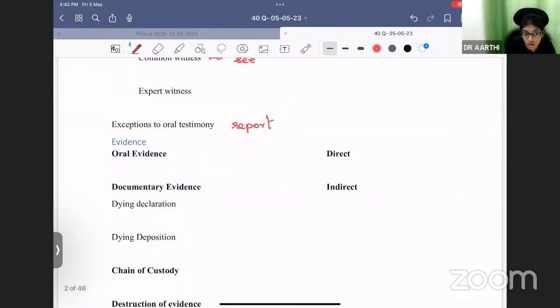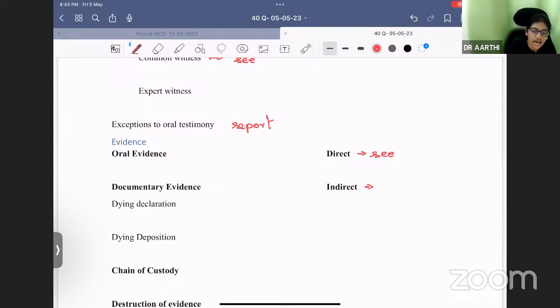Evidences can be either oral or documentary. And these evidences can also be direct or indirect. Direct is you have directly seen it. Indirect is, I have not seen the murder, I have just heard a screaming sound. Or I have not seen the murder, I just saw a person washing a bloodstained cloth. Or I saw a person running with a knife. They are all indirect evidences.